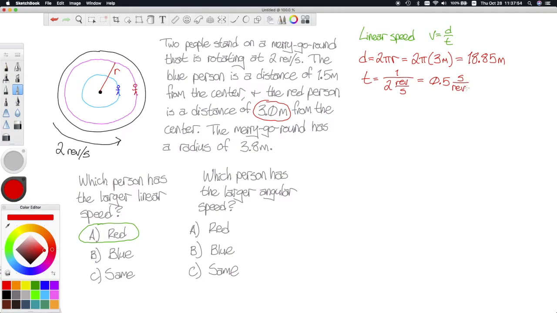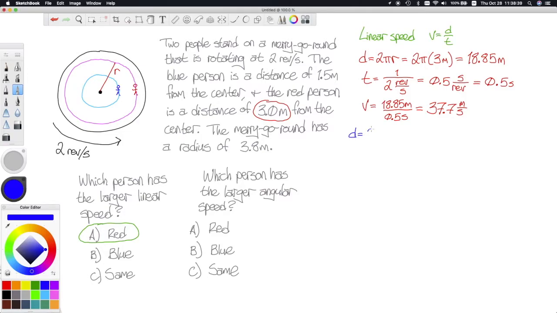But revolutions is kind of like radians in terms of a unit. It can be helpful for thinking about our unit cancel, but it's not a real unit, so this is really just 0.5 seconds. So to find the linear speed of the red person, we can take that distance, that 18.85 meters, and divide it by the amount of time it takes to go that far, 0.5 seconds, to get our linear speed of 37.7 meters per second.